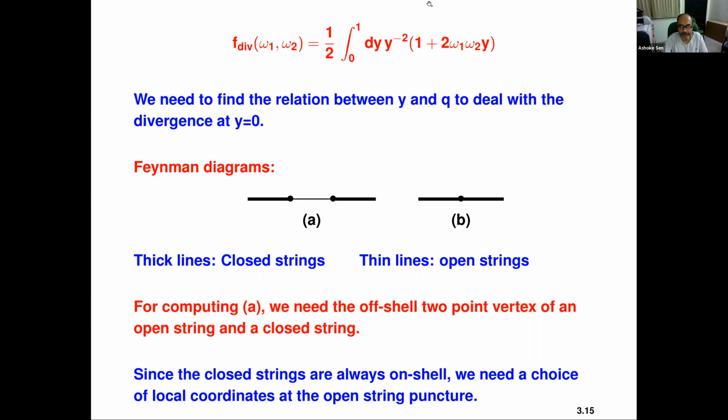So this is the divergent integral, and as we have been emphasizing, in order to determine what this is, you have to first find a relation between Y and Q, where Q is an appropriate Schwinger parameter in some string field theory. So you have to find a relationship between Y and Q.